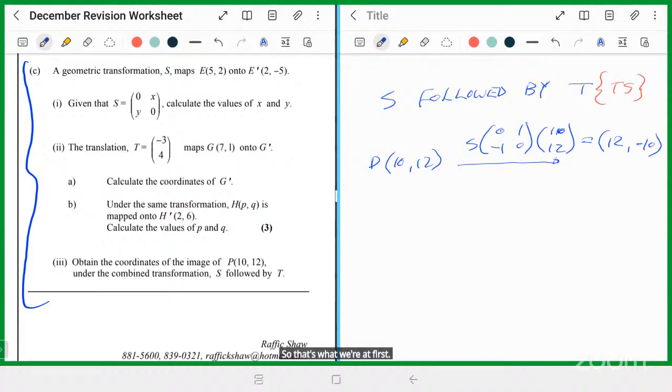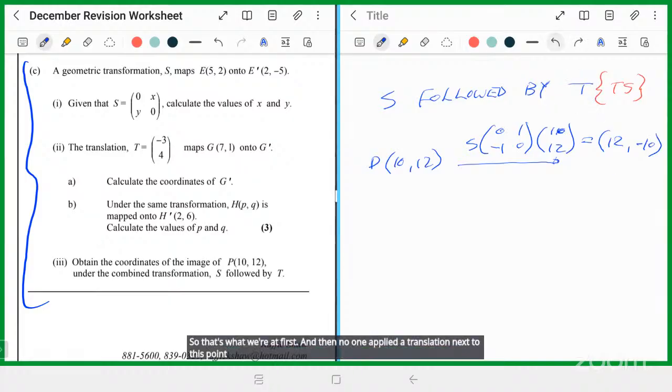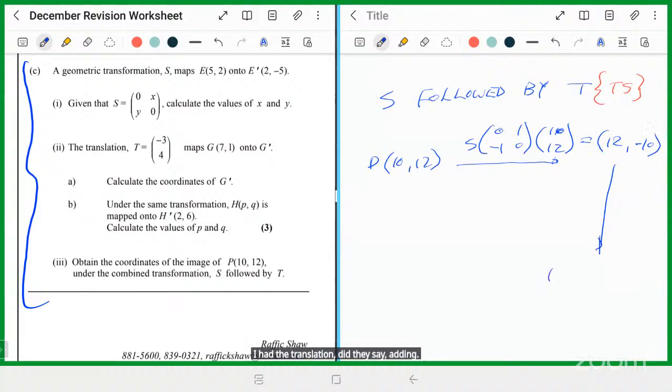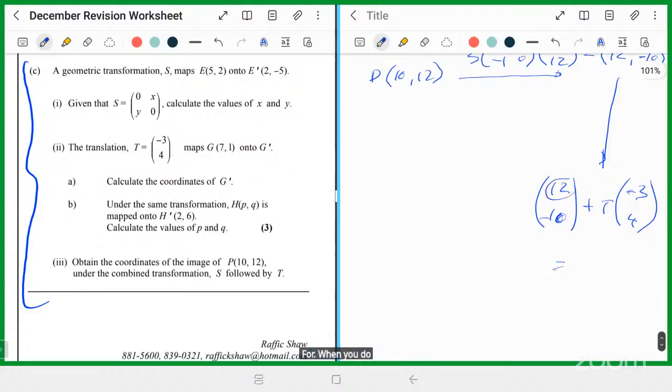And then we're going to apply the translation next to this point. You add the translation to this. So you're adding (12, -10) and the translation, which is (-3, 4). When you do this calculation, you get 12 minus 3 is 9, and -10 plus 4 is -6. That is the answer.